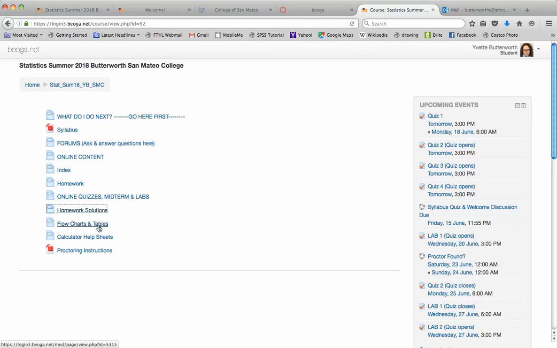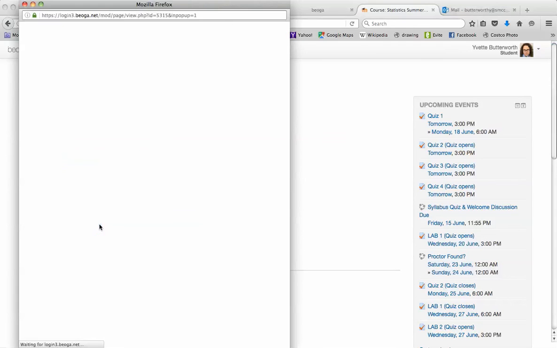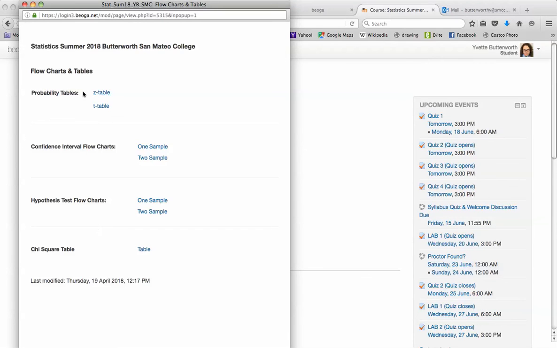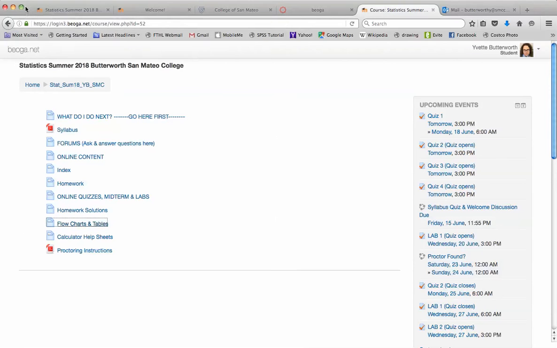The next thing that you want to know about is the flow charts and the tables. Now these flow charts and tables are all going to be available to you on your final. Right now, they're individual little links here within Beoga, but I have a file that contains all of them that you can download. And if you go look at that final notes question, you'll find those there.